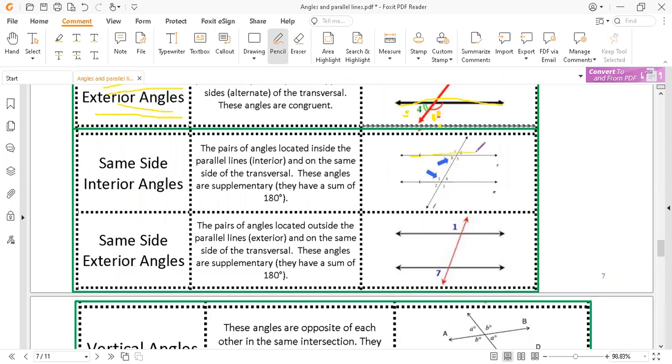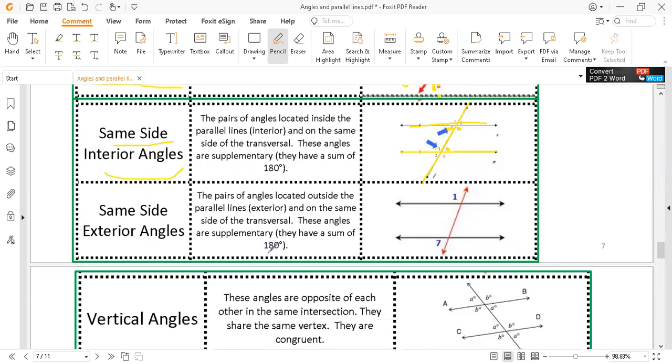Okay, so we have two different parallel lines. Normally on the same side of a transversal line we have two interior angles, this one and this one. If we add them we obtain 180 degrees, and this one and this one, if we add them we obtain 180 degrees. So the same side interior angles have a sum equal to 180, and the same as for the same side exterior angles, which are supplementary angles.